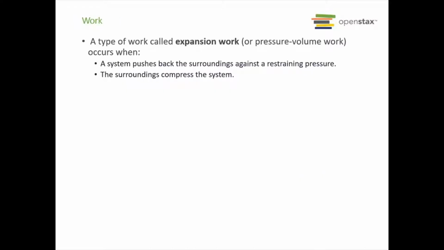So one type of work is called expansion work or pressure volume work. This is when the system is pushing back the surroundings against a restraining pressure. So the surroundings are compressing your system. This is like an internal combustion engine. So when the combustion is happening, the products are pushing onto pistons in the engine. This is my beautiful drawing. And they're pushing up on the pistons in the cylinder.